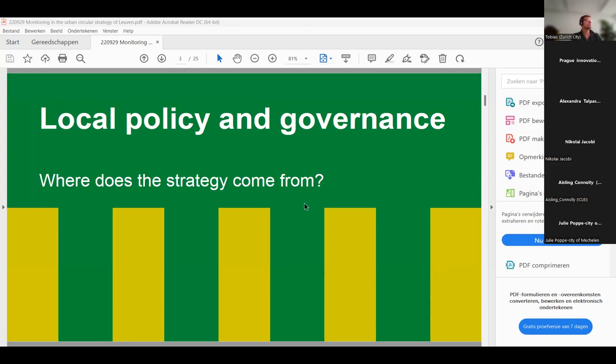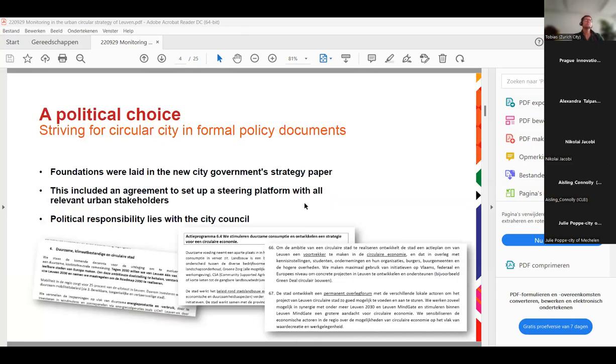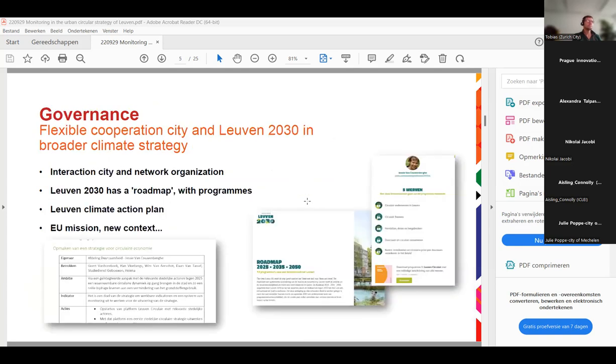Where does the strategy come from? As I said, in Belgium, we have policy cycles of 6 years at the local level. And with the new local city government for this period, there was a new coalition, and it was an explicit choice in the policy program to have a circular policy, circular strategy. So this is in the official documents of the city.